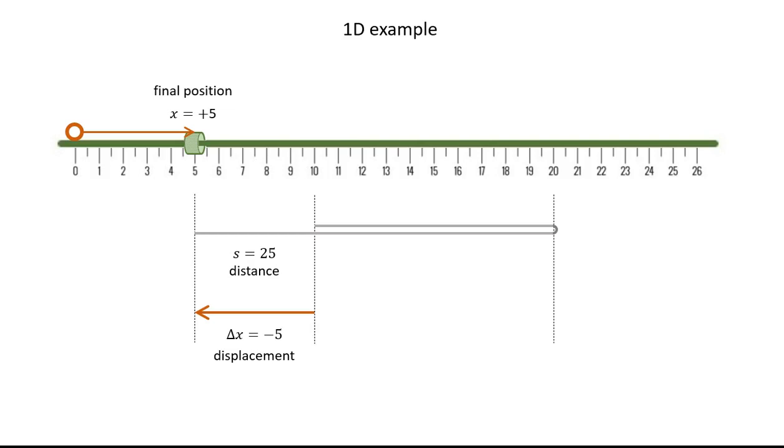But the distance traveled depends on the actual path, right? We went from 10 to 20, then to 5. All distance counts as positive, so we went a total of 25 units. But the displacement is minus 5. We went from 10 to 5. So we went 5, but to the left, so minus 5.